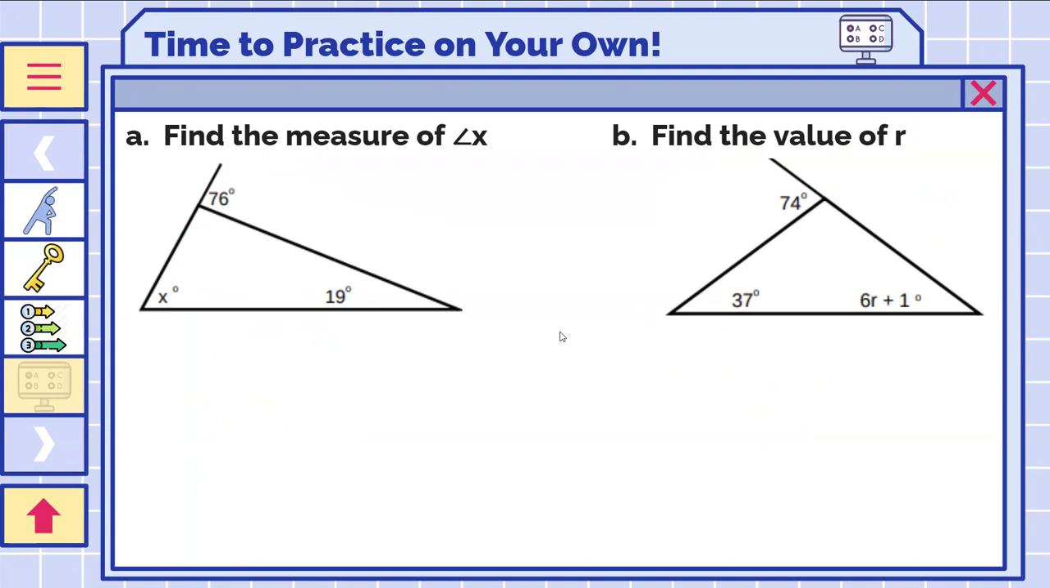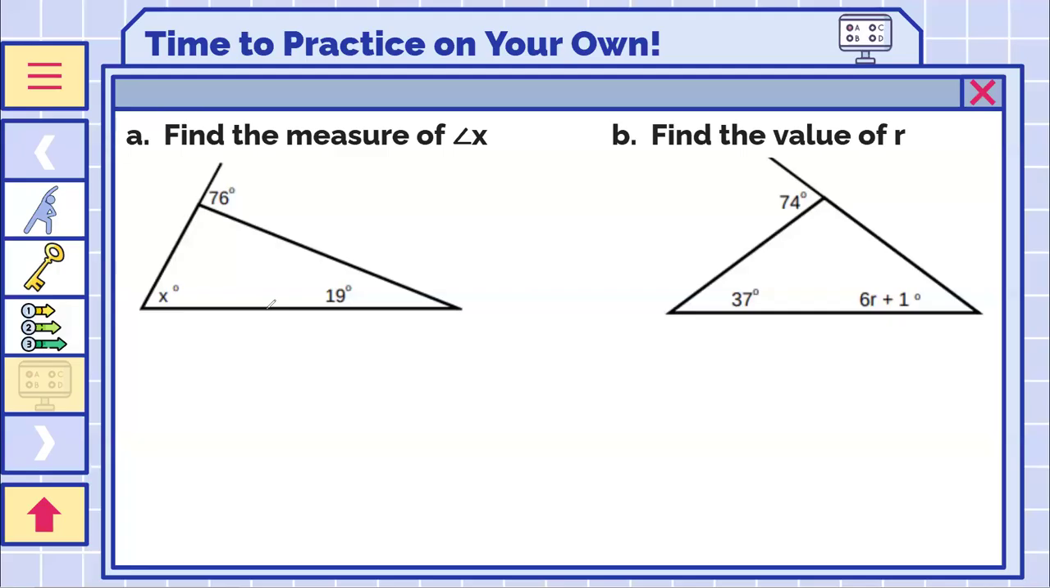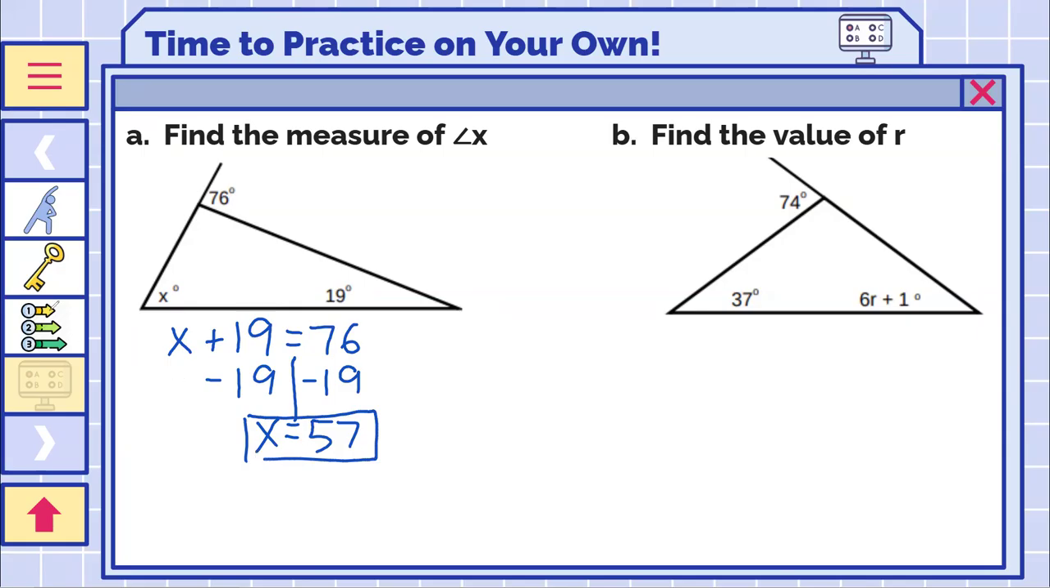All right, doing a check-in here. Pause if you're not ready. For the first one, you this time have x and 19 are your inner angles. So let's put x plus 19 equals 76, and I need to solve for x. If you said, well, I need to solve for x, so I actually need to subtract 19 from both sides, you would have been right. And 76 minus 19 is 57. So if you got that x is 57, you absolutely solved it correctly.